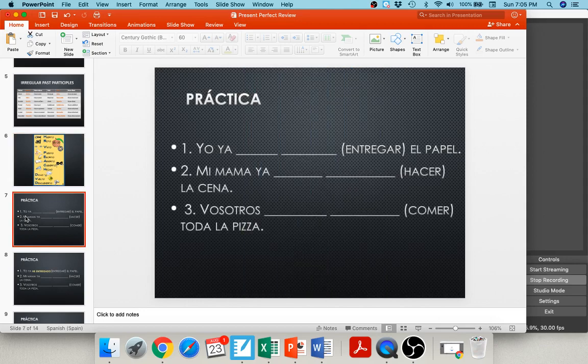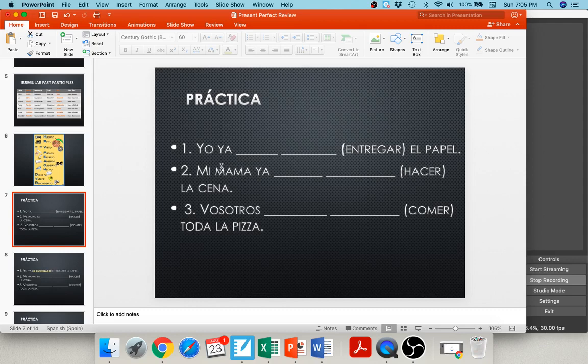As always, I have a little bit of practice for you. Number one says yo ya entregar el papel. I have already turned in the paper. We know that the haber form to go with yo should be he in my first blank. For entregar, we're going to chop off our AR and add ado. So, yo ya he entregado. I have already turned in the paper. He entregado el papel.